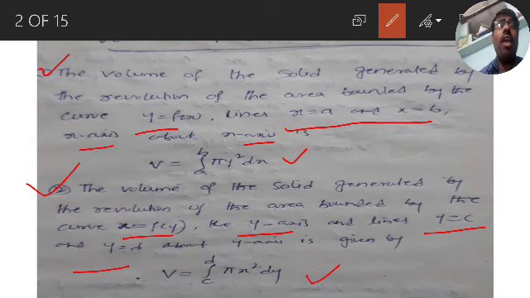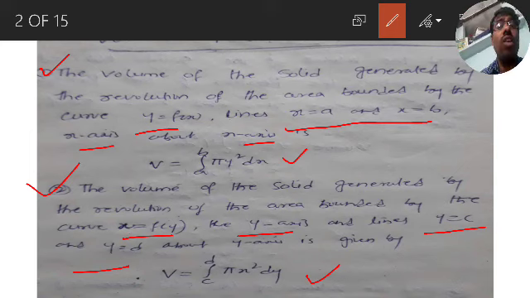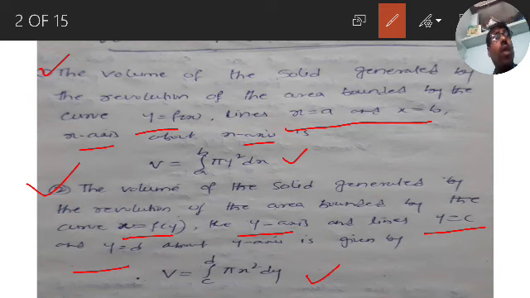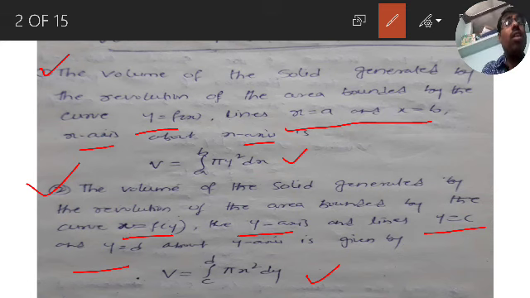First one, the area is revolved about the x axis. Then we get a solid. For that solid we are finding the volume. Volume is equal to integration a to b pi into y square dx. Second one, the area is revolved about the y axis. That generates a solid. The volume for that solid is V is equal to integration c to d pi into x square dy. These are the two formulas, guys.